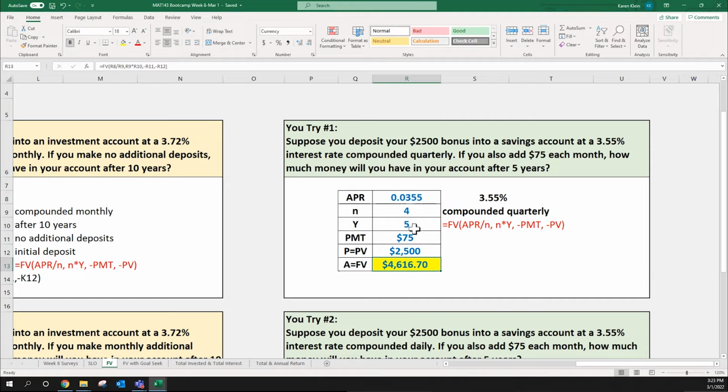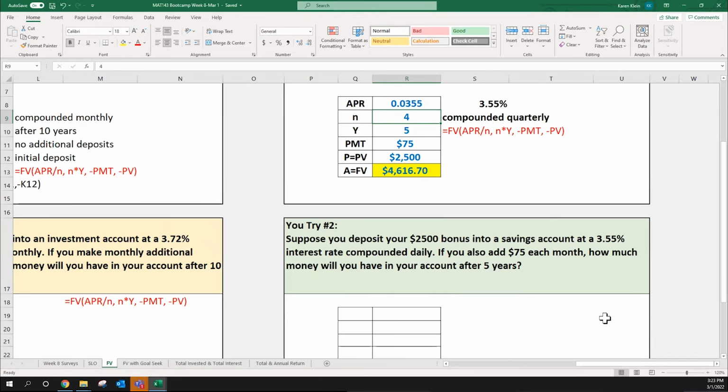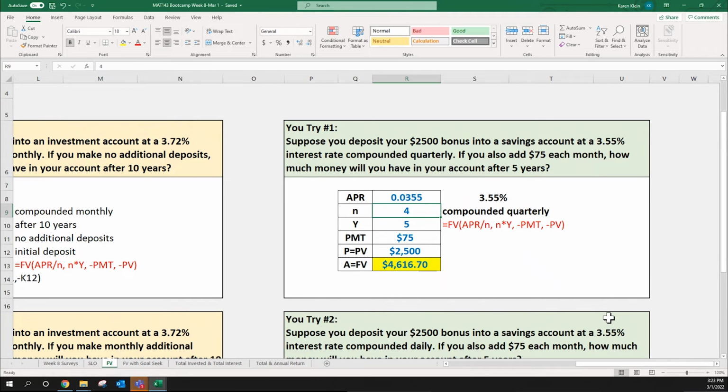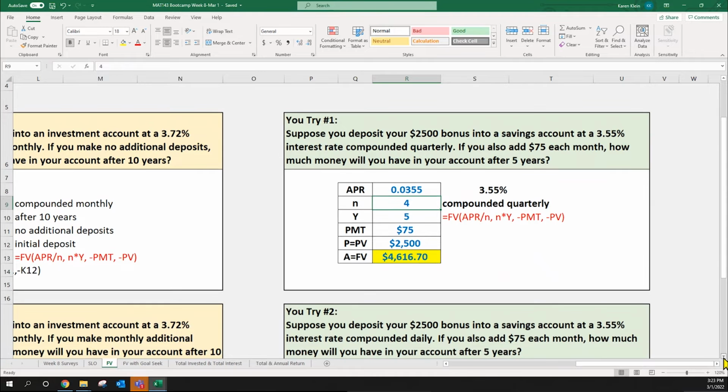So the amount we have in our account after 5 years compounded quarterly for this percentage is $4,616.70. How many of you got that value? I did. All right, excellent. All right, great. Go ahead to you try number 2. The problem is going to look very similar, except there is a slight difference. So let's see if you can identify what is different about you try 2.